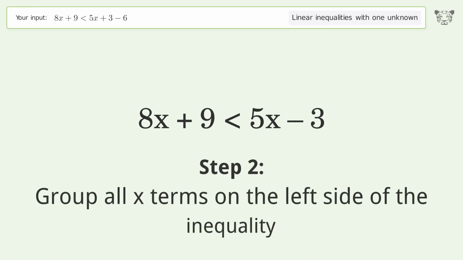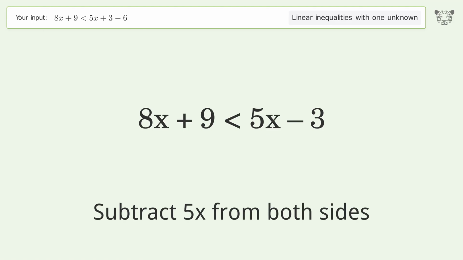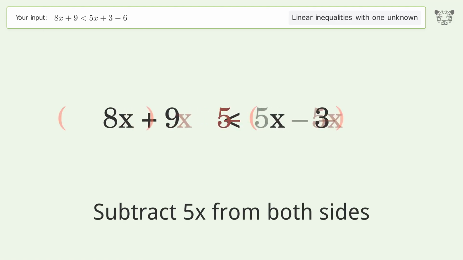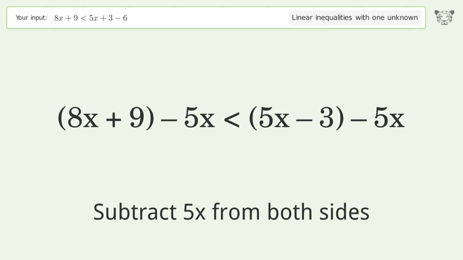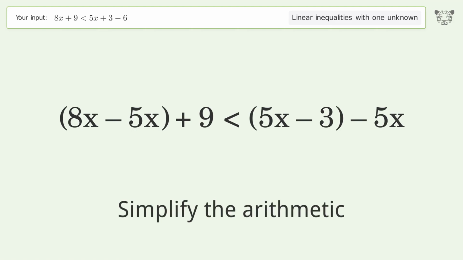Group all x terms on the left side of the inequality. Subtract 5x from both sides. Group like terms. Simplify the arithmetic.